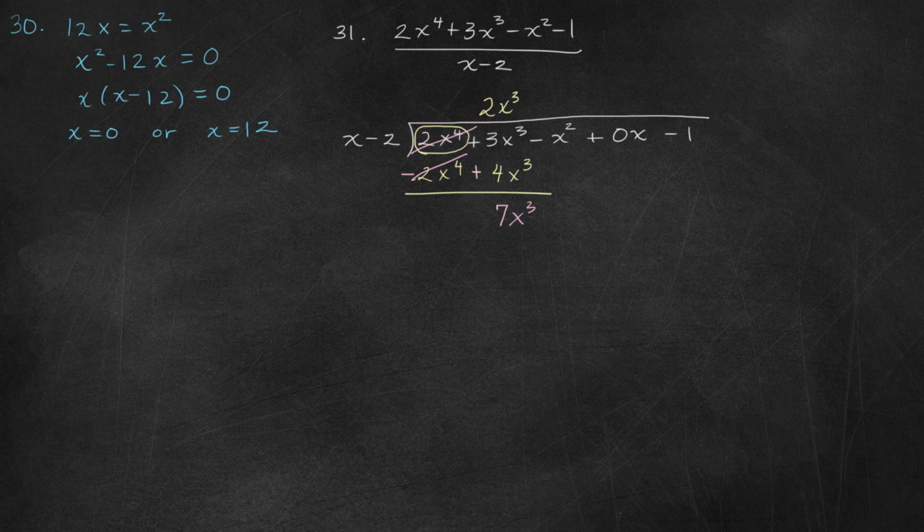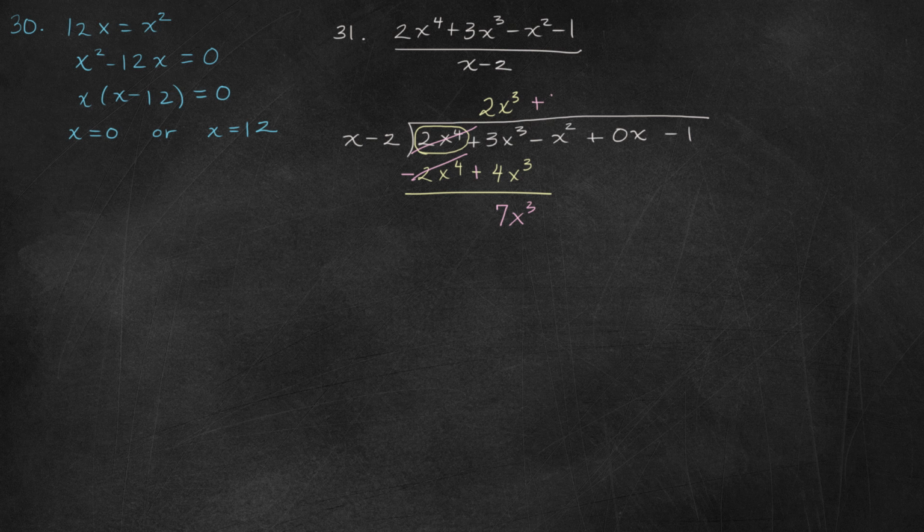7x cubed is not my remainder because it's degree 3 and my divisor is degree 1. I haven't reached my remainder until this quantity has a smaller degree than what I'm dividing by. So I'm going to go again. I just repeat the process again. So I ask myself, what do I multiply x by to get 7x cubed? And the answer is 7x squared.